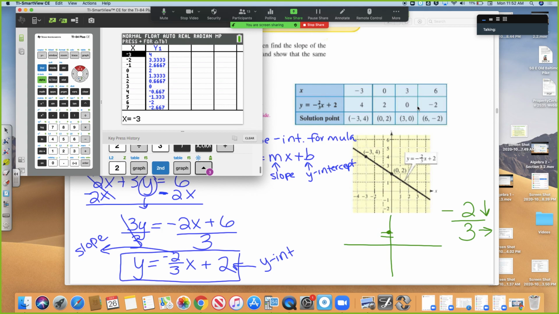What type of movement? Positive or negative? Going to the left. Yeah, negative. And then positive would be to the right. So we're going to go down 2, to the right 3. So down 2, 1, 2, to the right 3, and it would land right here.